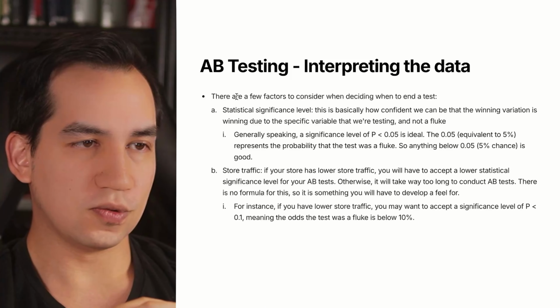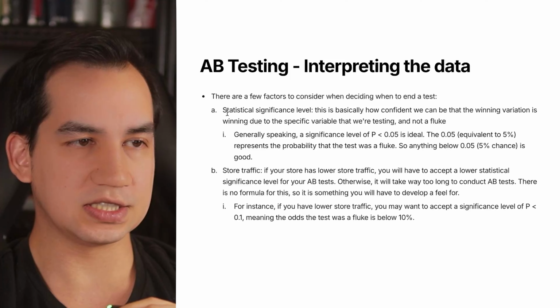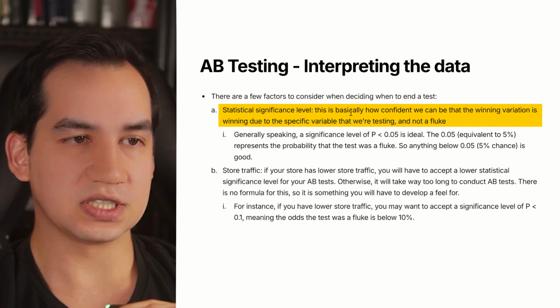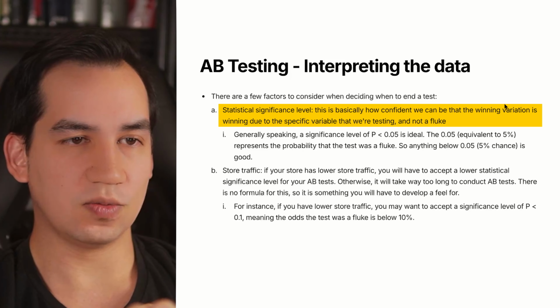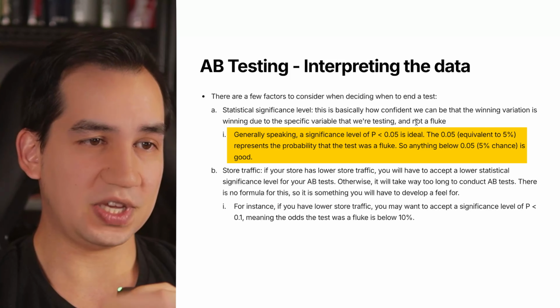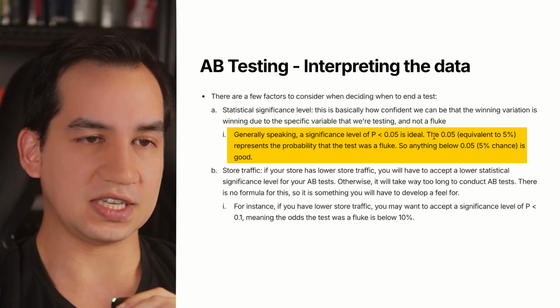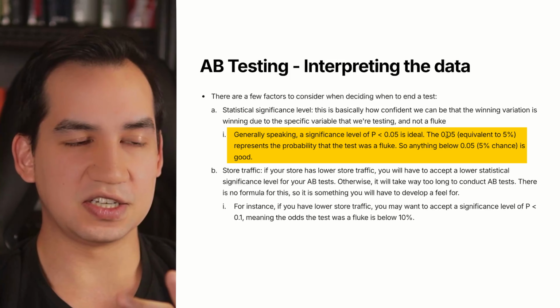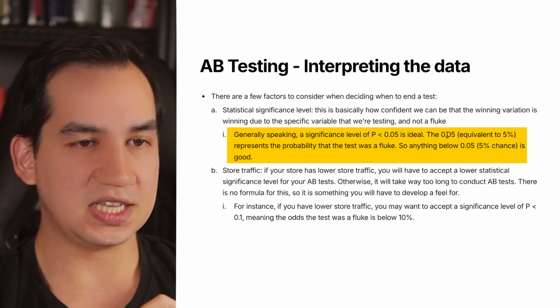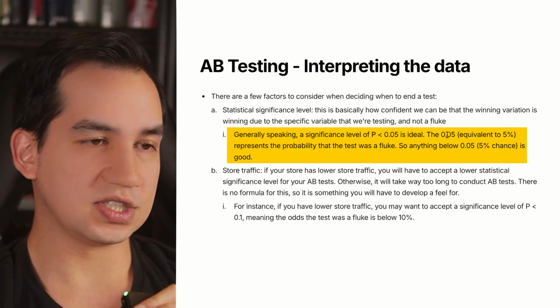All right, so there's a few factors to consider when deciding when to end a test. So statistical significance level, this is basically how confident we can be that the winning variation is winning due to the specific variable that we're testing and not a fluke. So generally speaking, a significance level of p less than 0.05 is ideal. Now, you don't really need to know what this whole p-value stuff means. But I'm going to show you a website that basically calculates all this stuff for you.